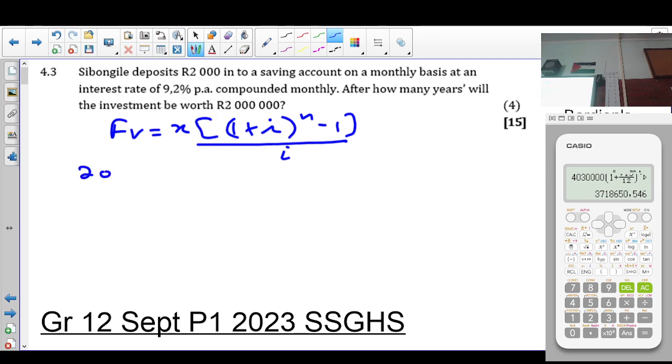2 million is the amount you want to end up with. It's 2,000 Rand a month.